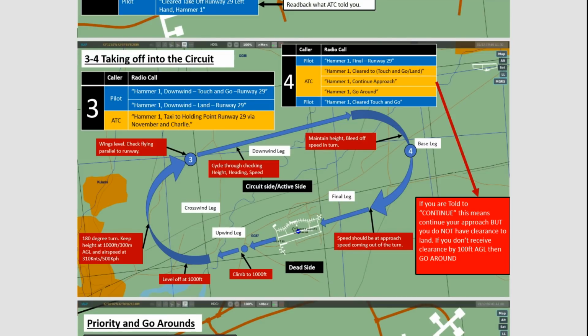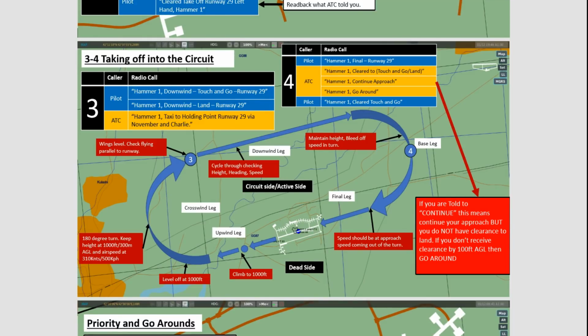Finally, we get onto the base leg. Here is when you want to start bleeding off speed, ready for your approach. Try to maintain your height throughout the base leg and just bleed off speed, so that when you come out you're at the correct speed. Midway through the base leg, you make your final call: Hammer on, final runway 29.